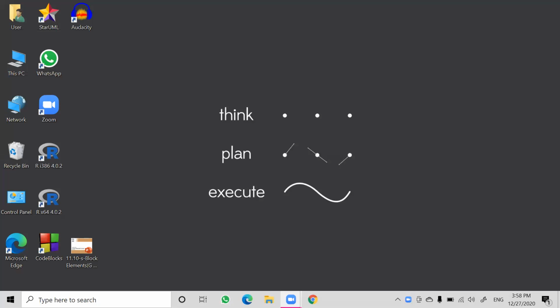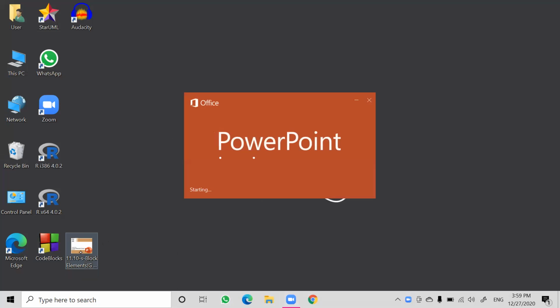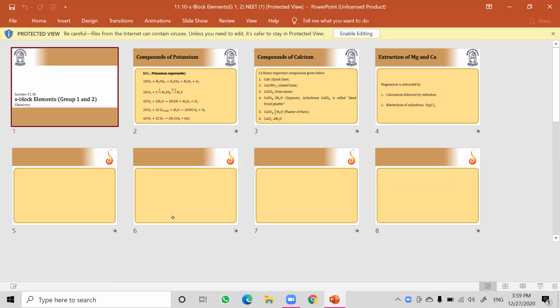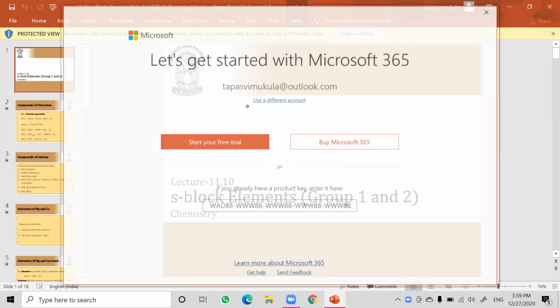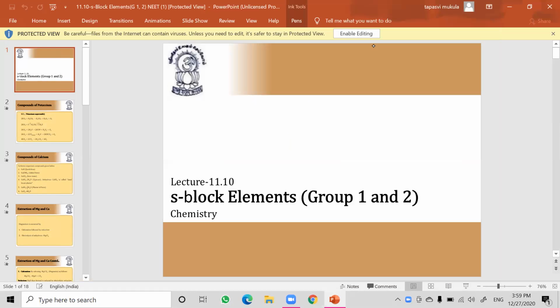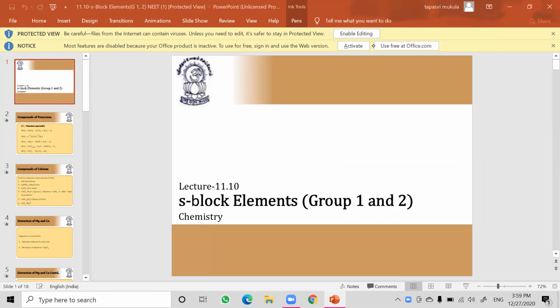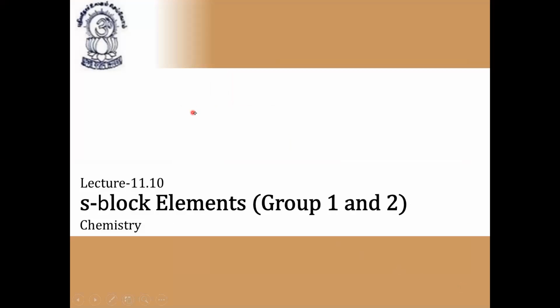Now we are into the last lecture of S block elements. In this lecture, we are going to learn about alkaline earth metals and some important compounds of alkaline earth metals, and then we'll wind up with the summary of the chapter. So please listen carefully, all of you. This is the last topic in this chapter. With this lecture, we are completing S block elements successfully. Let us start now.